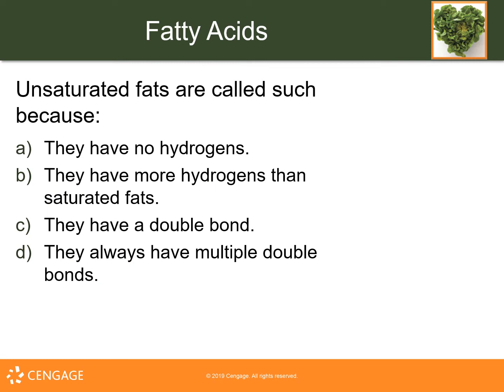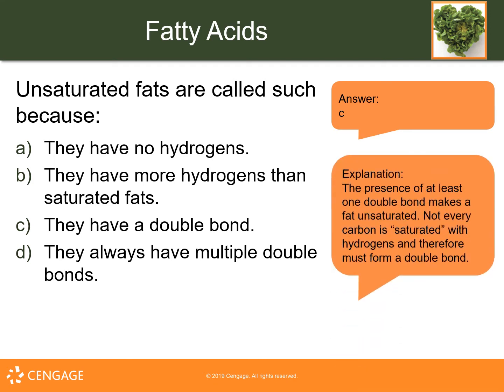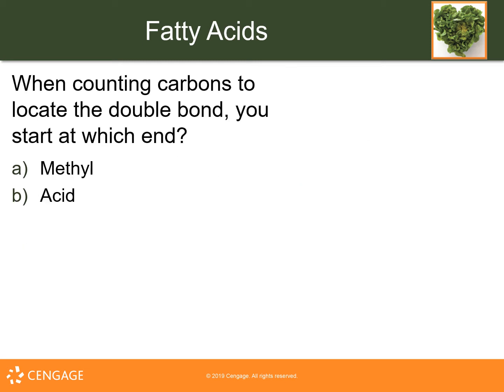Unsaturated fats are called such because C, they have a double bond. When counting carbons to locate the double bond, you start at which end? The methyl group.